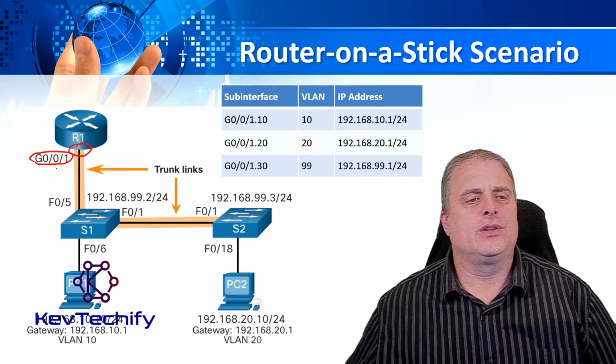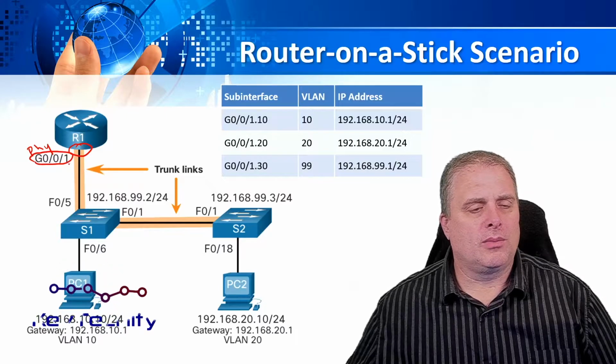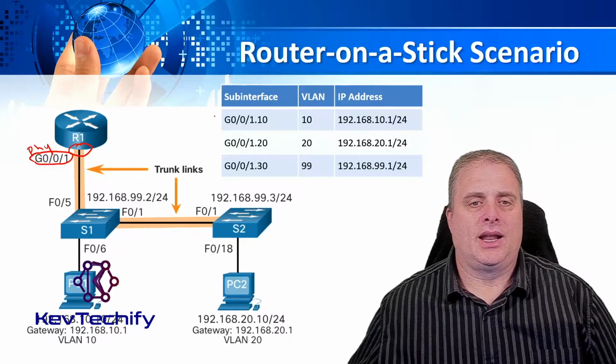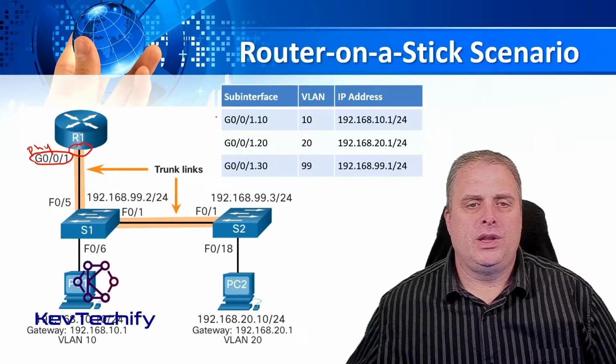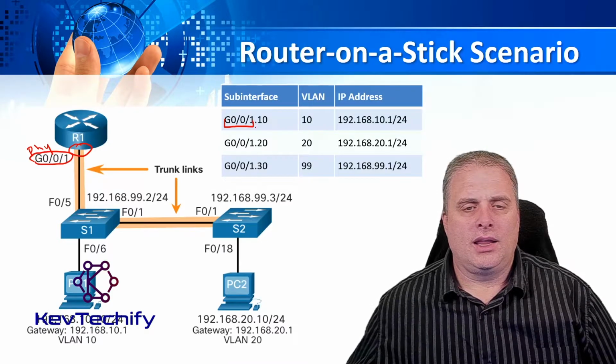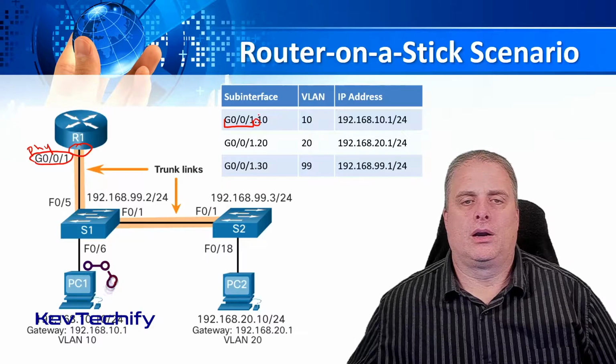This is the physical connection. This is the physical port that we're talking about. But then we create these software ports based upon that. And what these look like is we put the physical port number here, and then we put a period, and then you can put a number here.